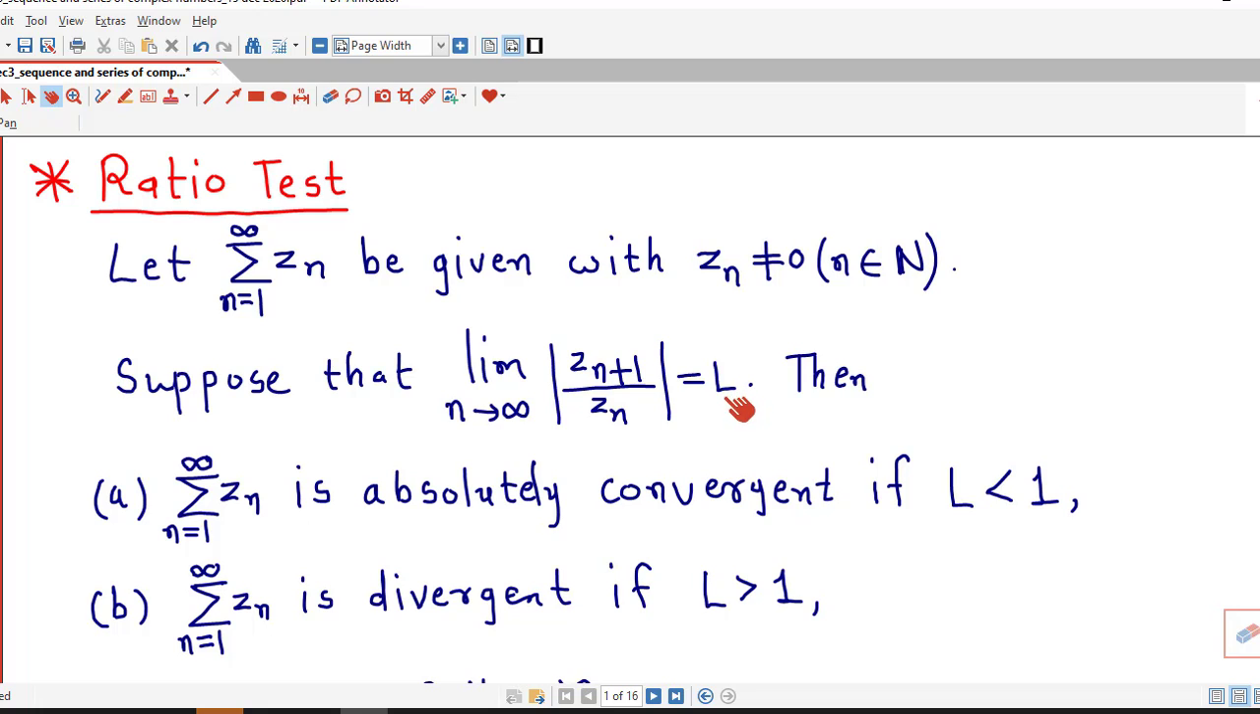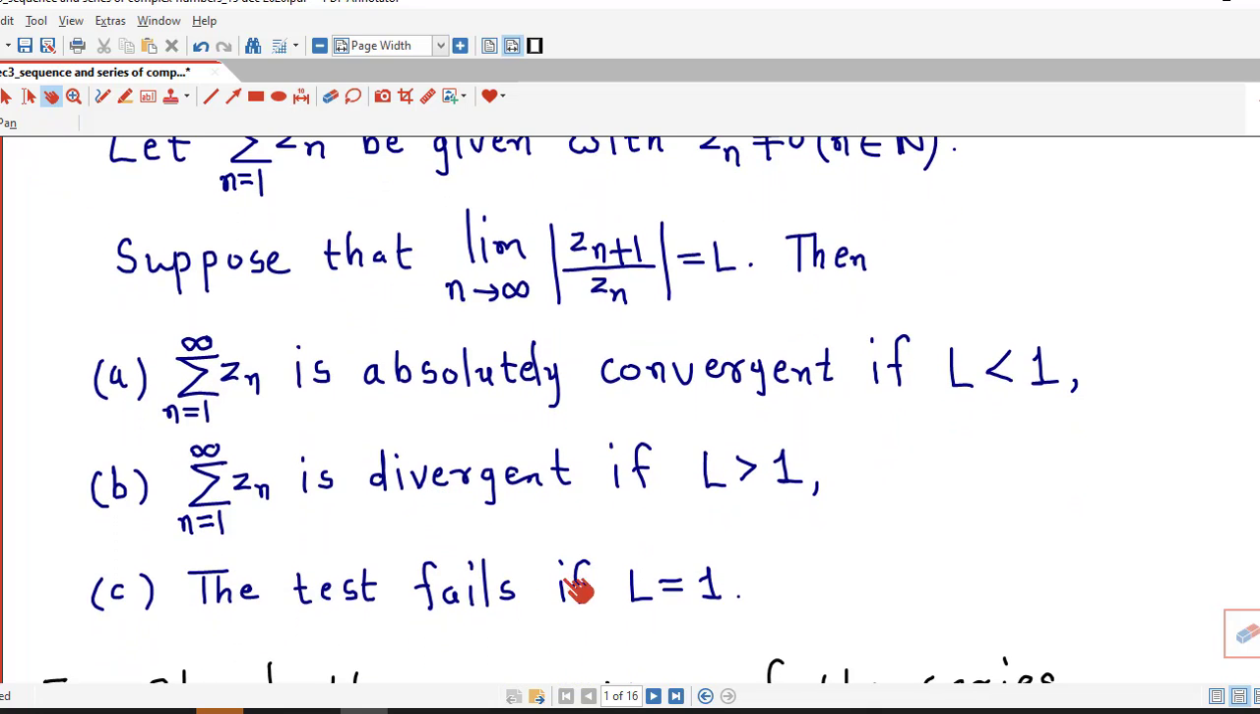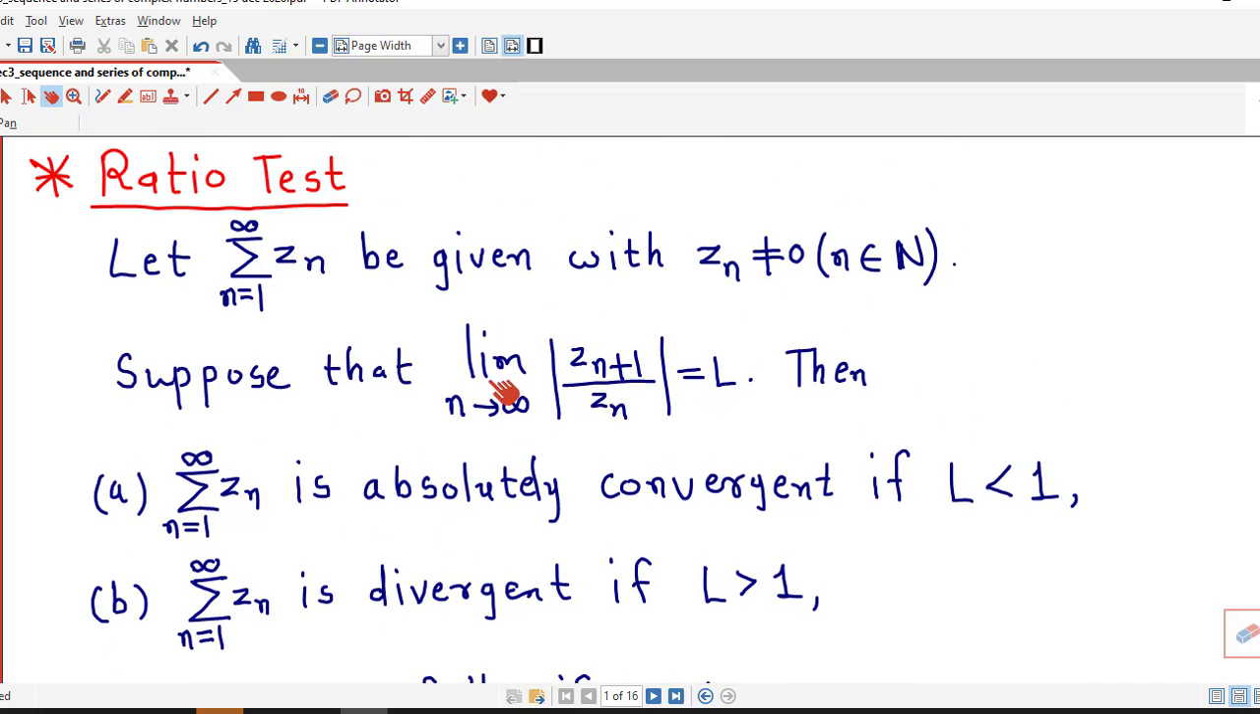Then depending on the value of this limit capital L, there are three cases. Suppose L is less than 1, then the given series is absolutely convergent, and hence it is convergent because we know that an absolutely convergent series is convergent. If the value of this limit L is greater than 1, the given series is divergent, and if the value of L is 1, this test fails and we cannot apply the ratio test.